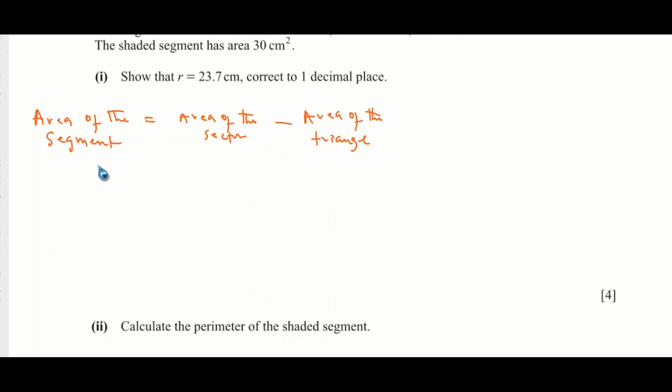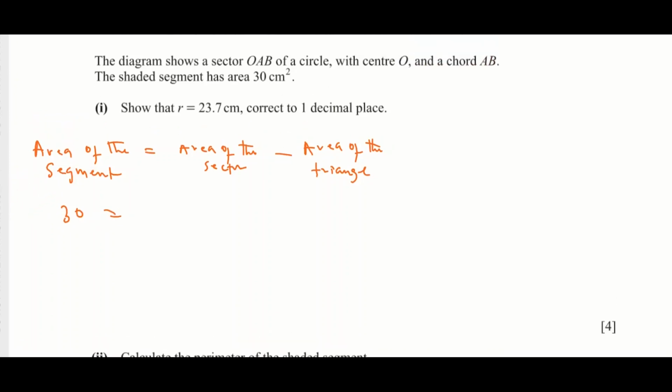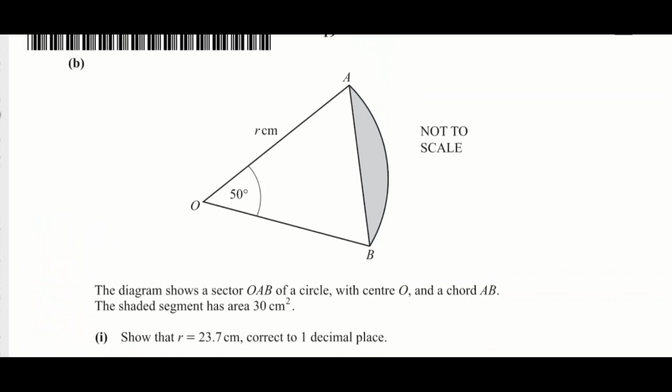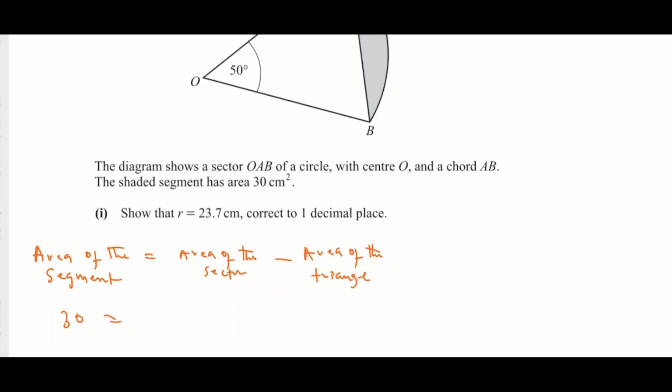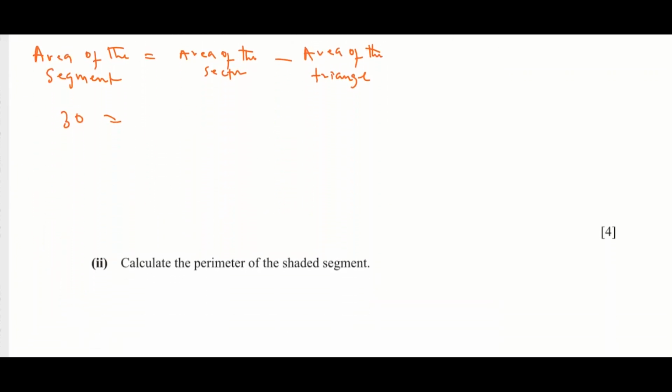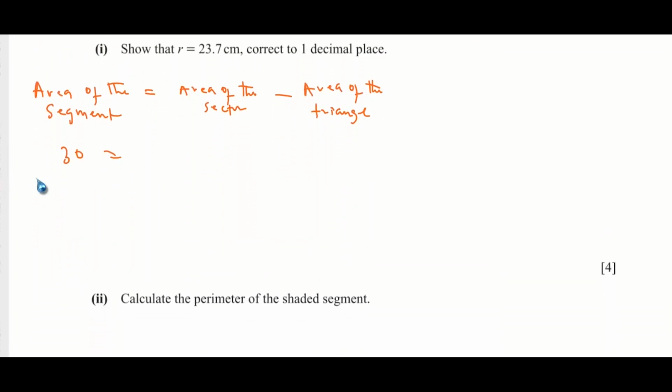So the area of the segment is given as 30, then it equals the area of the sector minus the area of the triangle. The area of the sector equals theta over 360 times pi r squared. So the area of the sector equals 50 over 360 times pi, 3.142, times r squared, which we don't know, then minus the area of the triangle.